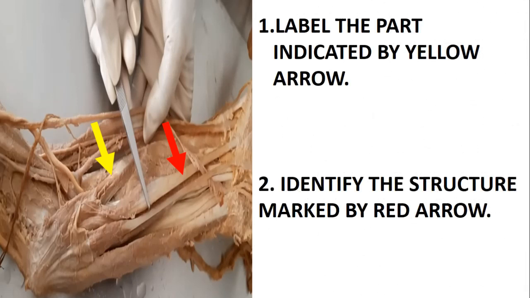Label the part indicated by the yellow arrow. The yellow arrow is pointing to this muscle which originates from the medial epicondyle, going toward the radial side of the hand. And this muscle is known as the pronator teres.